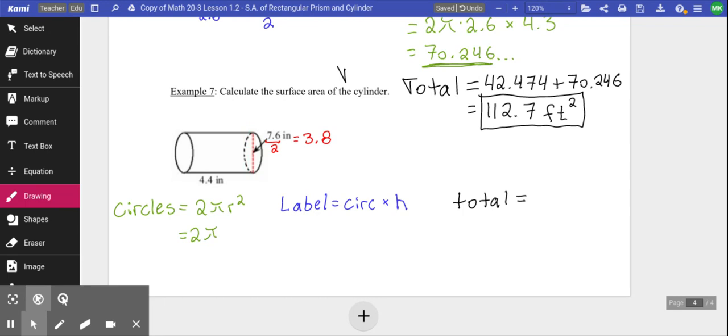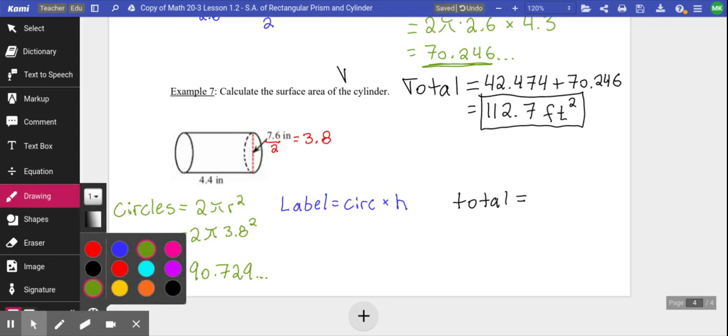2 times pi times 3.8 squared. Right, so we divided our diameter in 2 to get the radius. Then I can use my radius in my calculation. My circles. Again, you might just want to do 3.8 times 3.8 in your calculator to make it easier instead of doing 3.8 squared, because sometimes that squared button is weird. It depends on the calculator. It's in weird spots sometimes, where it'll be like a y with an x as the exponent. So sometimes it's easier to do it by hand. But you should have got 90.729 for the circles.